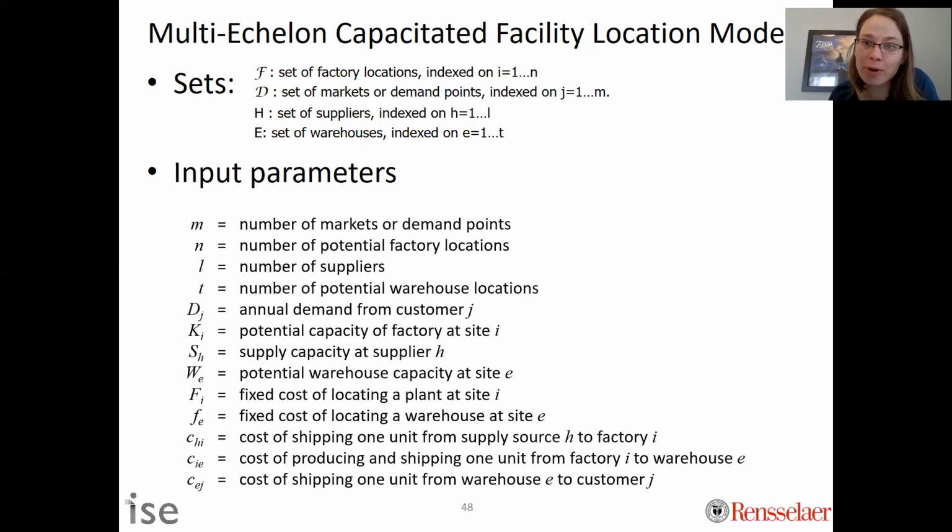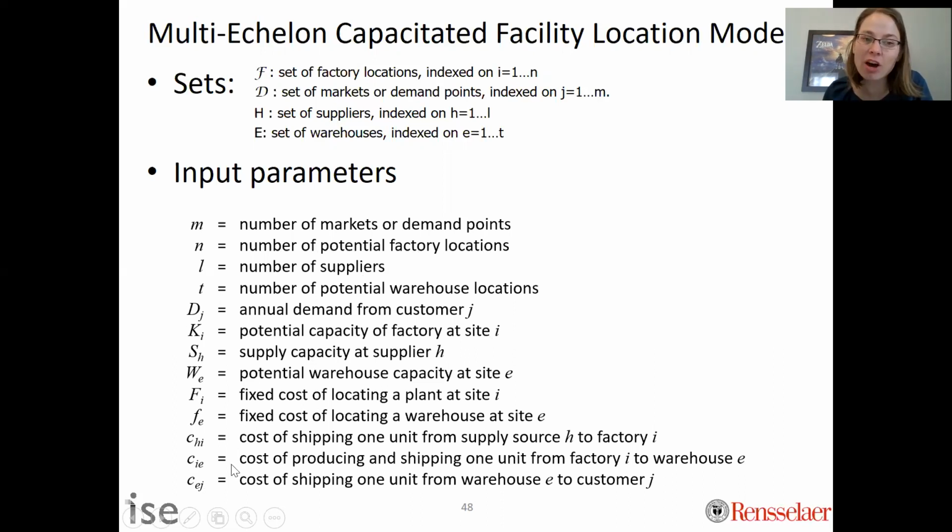And then the input parameters you see have grown exponentially. If you look at these in more detail, we basically need an input parameter for every single box, triangle, circle on that graph on the previous slide. So we need to know the number of markets, the number of potential factory locations, the number of suppliers, the number of potential warehouse locations. We also need to know the annual demand. That's similar to the single echelon problem. The potential capacity of each of the factories, again, similar to the previous one. But then we need this same information for warehouses.